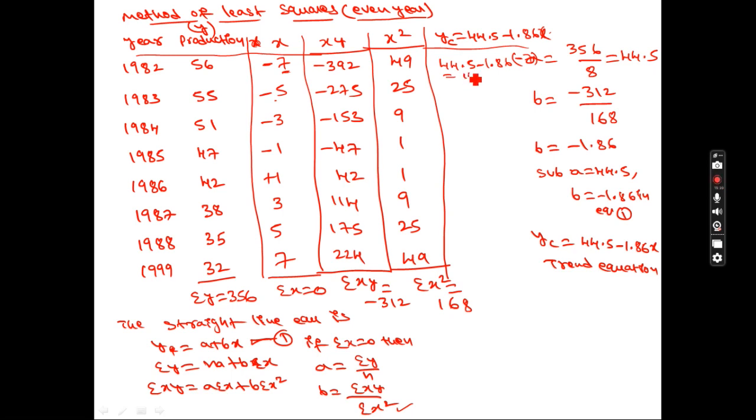If you do the calculation, 44.5, minus into minus is plus. So 1.86 into 7 becomes 13.02. If you add, you will get 57.52. Similarly, for the next one I am calculating 44.5 minus 1.86 into the next value, minus 5. You substitute all these values, and the next value will be 50.08, the next value 46.36, the next 42.64, the next 38.92, the next 35.20, and the next 31.48. Like this you'll get the values.